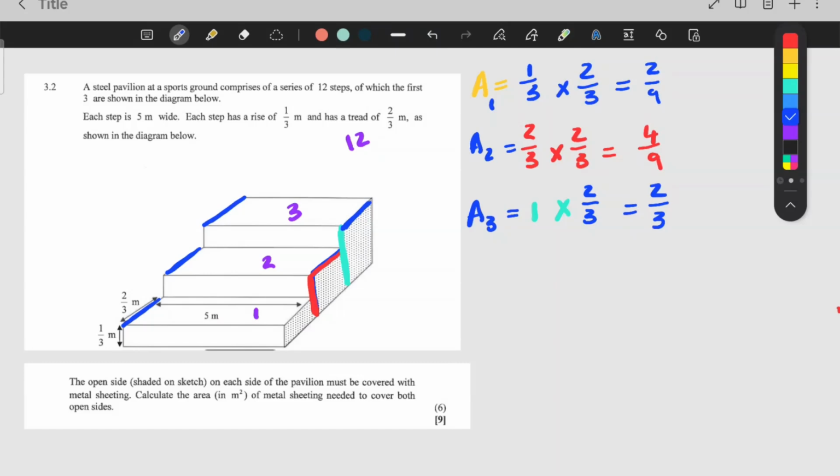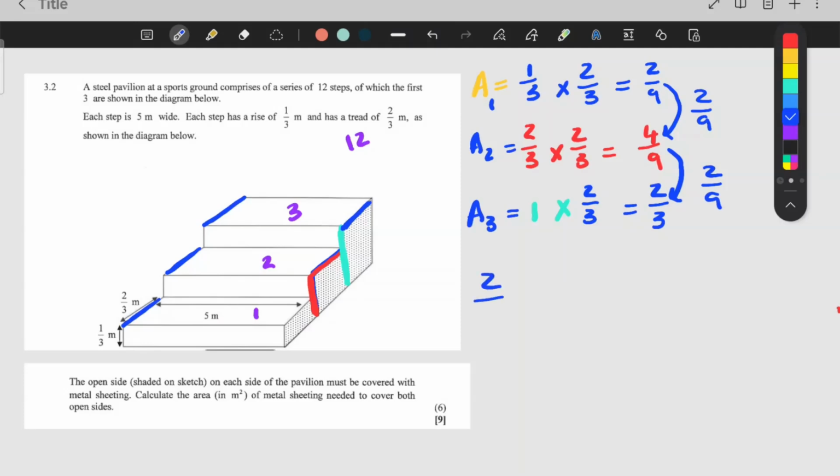Okay. Now there are 12 steps, eh? So now we need to work out all 12 steps. So can't we just, this is a pattern. Remember, this section is under number patterns. So to get from here to here, we added 2 over 9. Then to get from here to here, we added 2 over 9. So we are adding 2 over 9 the whole time. That means this is an arithmetic pattern, eh?